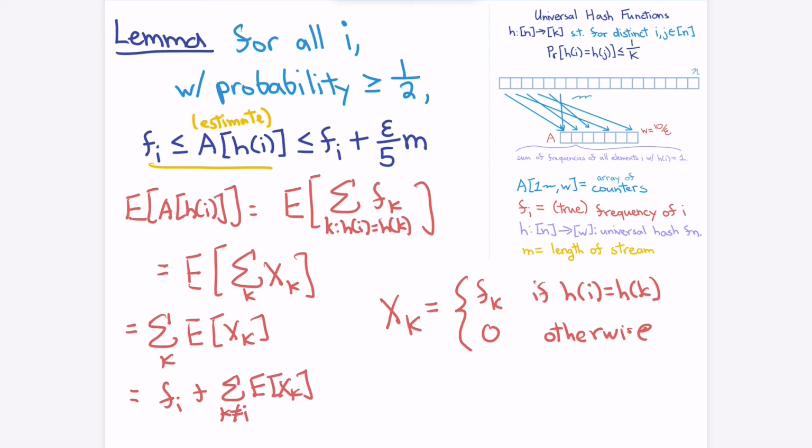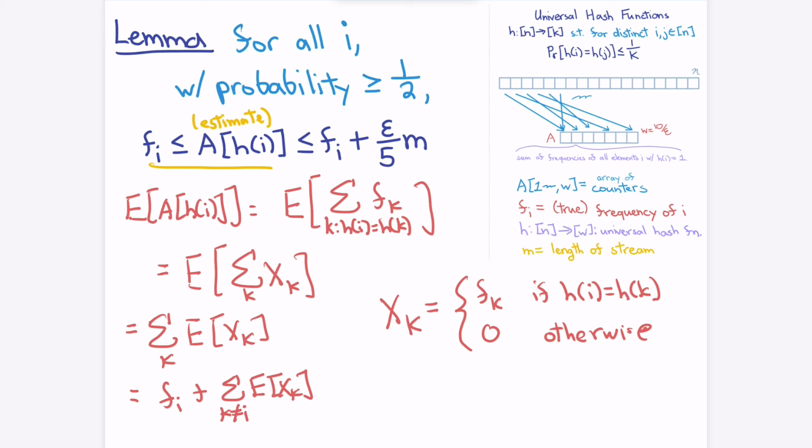It's the contribution to A of I. So K is another element. I felt like I used up all the J's, so instead of J, I use K. Okay, so we're looking at a particular element I, and this is the number you would report. You would go to the slot that I is hashed into, and you report this number, which consists of Fi plus a sum from other elements. And we're just trying to figure out what it is in expectation.